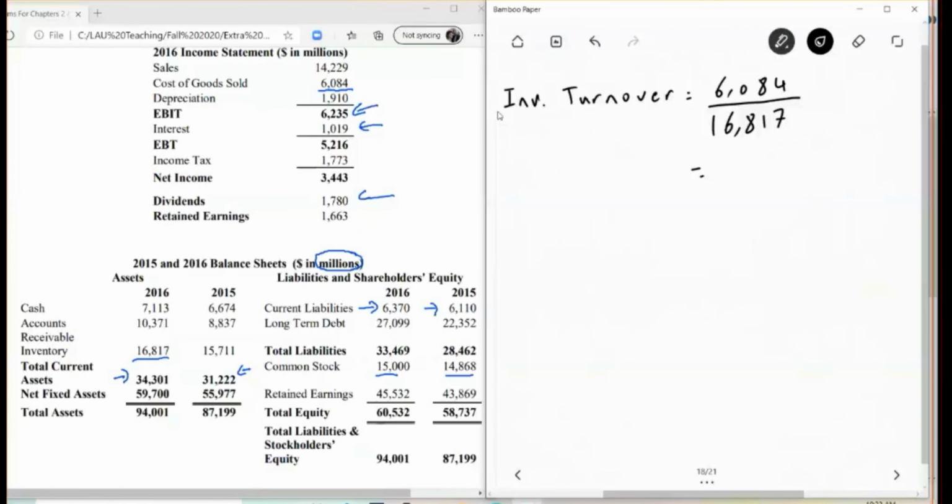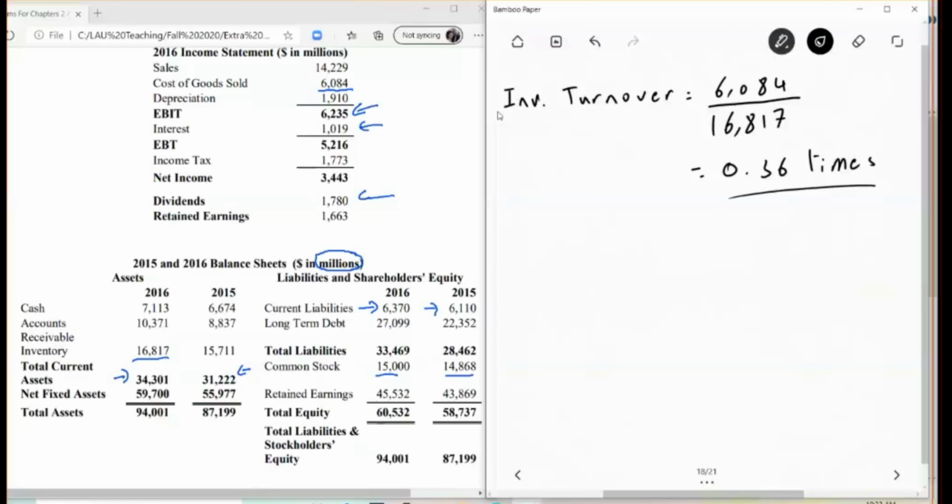Inventory turnover equals 0.36 times. Inventory turnover tells me how many times in a year the firm is able to turn over all of its inventory, to sell all of its inventory. In this case, it's 0.36 times within a year. So the firm is only able to sell 36% of its inventory in a 1 year period. That number here is very low.